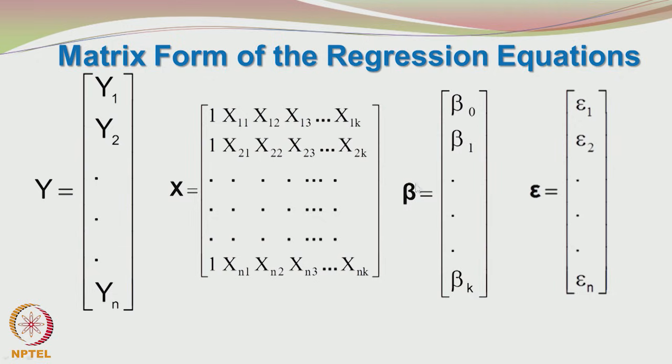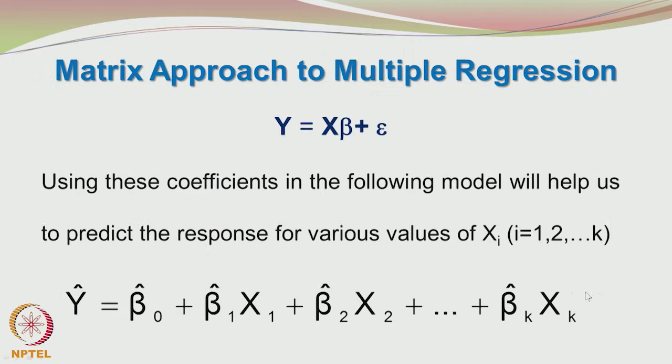Now, let us look at the beta column vector. By now, you should know that this comprises beta naught, which is the intercept, and then beta 1, the partial regression coefficient to x1, and so on to beta k, which is the partial regression coefficient to xk. And this is the error term, the mischievous error term, running from epsilon 1, epsilon 2, and so on to epsilon n. Right. So, you have y is equal to x beta plus epsilon.